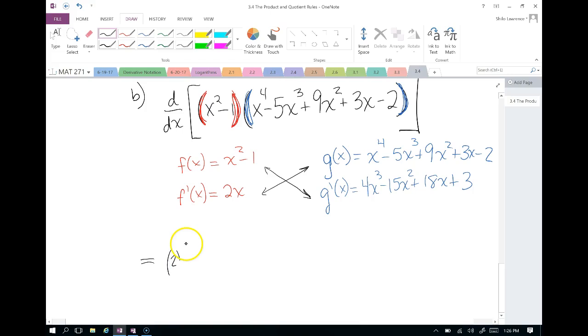So I'm going to do f prime times g. So 2x times x to the 4th minus 5x cubed plus 9x squared plus 3x minus 2. So that's the derivative of my f times my original g plus my original f. So now I'm on this one. My original f times my derivative of my g.